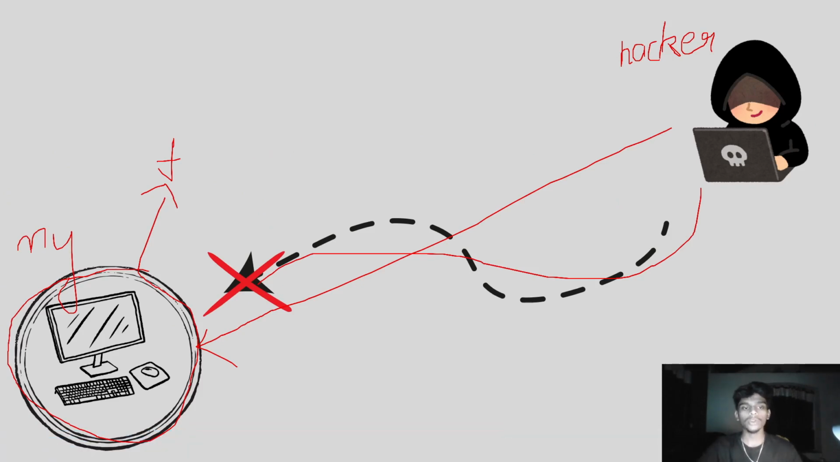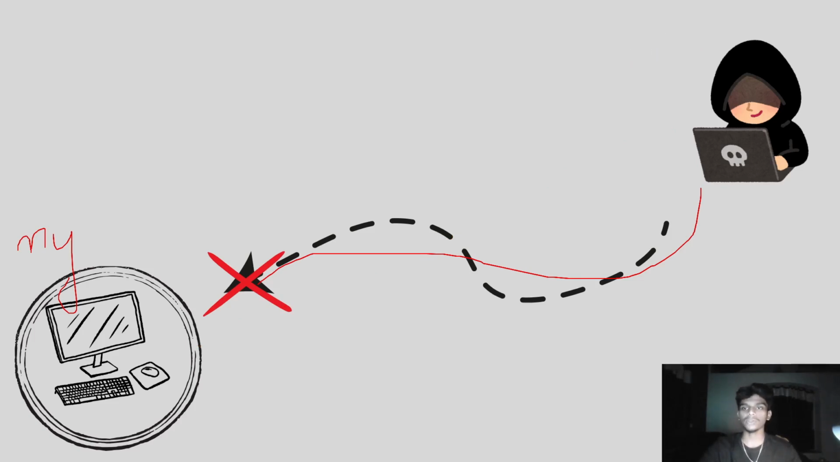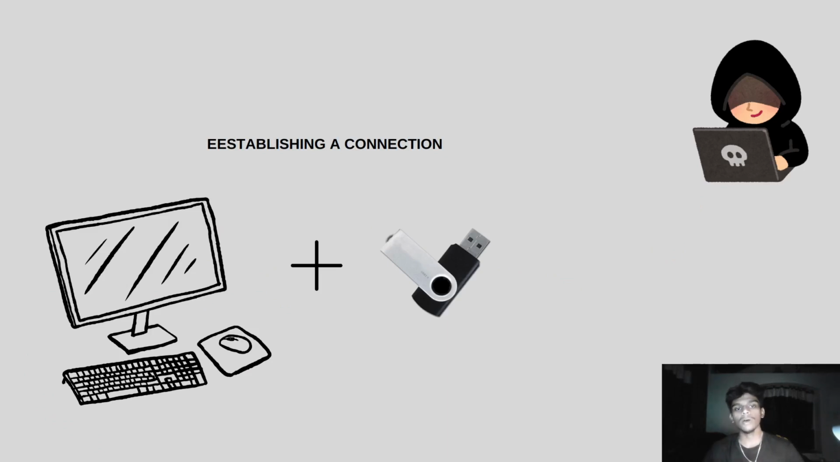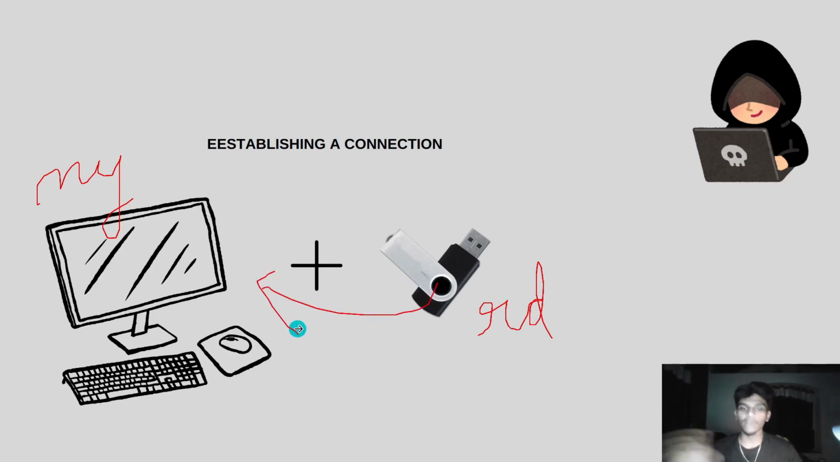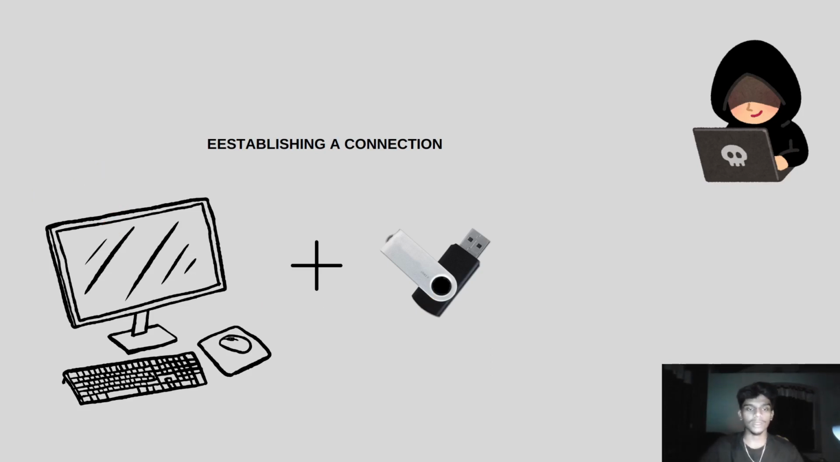So is there any other way to get in? Yes, there is a way which hackers use, and that is through the Rubber Ducky. Let's see that. First we need to establish a connection. This is my PC, this is a Rubber Ducky, and this is a hacker. He inserts this into my computer. After inserting, as I said earlier, the payloads get executed. Let me skip to the screen.